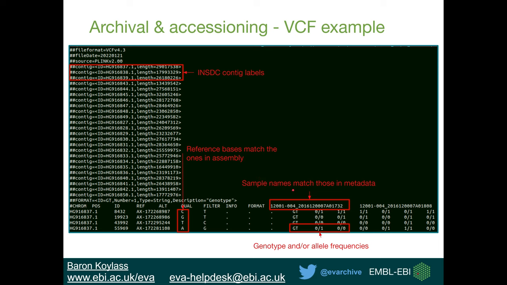The sample names need to match those provided in the metadata. Again, the submission is accompanied by two files, the metadata file and the variant file. So we need to ensure that these two pieces of data match each other and come under one project. And in this particular instance, the submitter hasn't provided the allele frequency data, but we can see that we have genotype data for each individual sample.